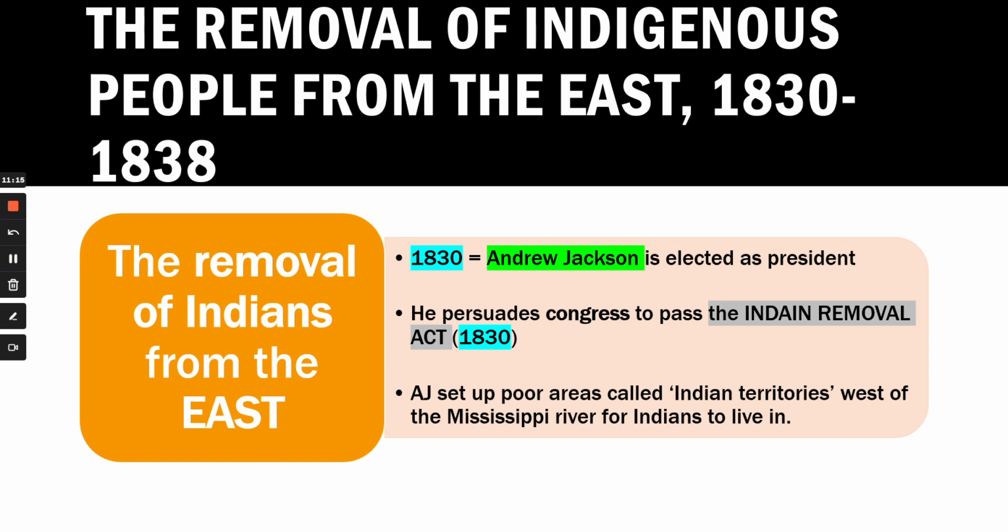This act basically is a description of what it was. It was an act which removed Indians from the east to the west. He set up poor, destitute areas called Indian territories west of the Mississippi River, so away from the east, for the Indians to live in.